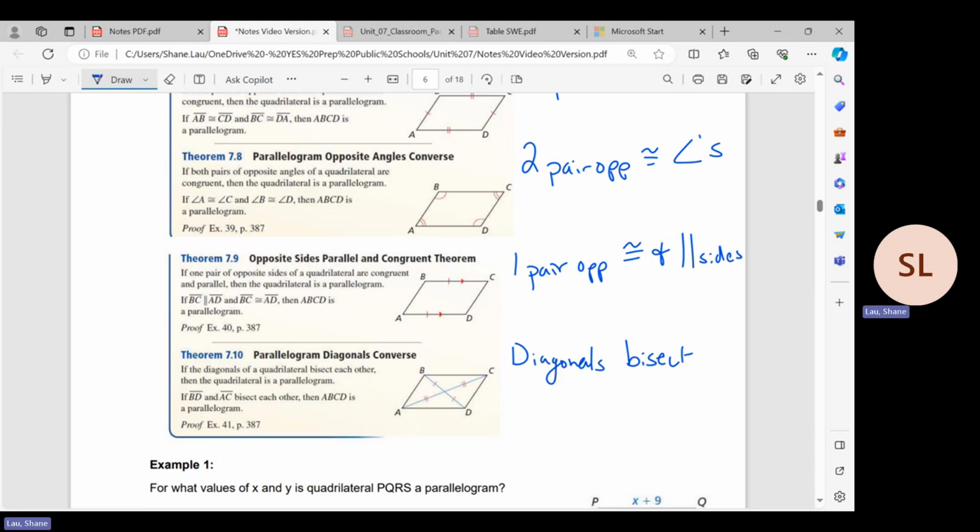And so we learn all this stuff, just to say that these theorems prove parallelograms. Oops, I spelled parallelogram wrong. Parallelograms.